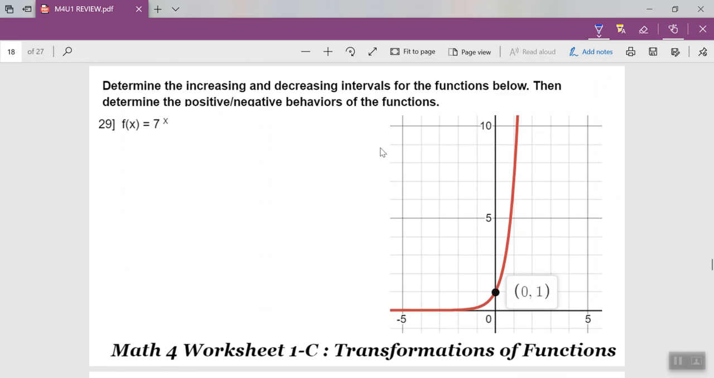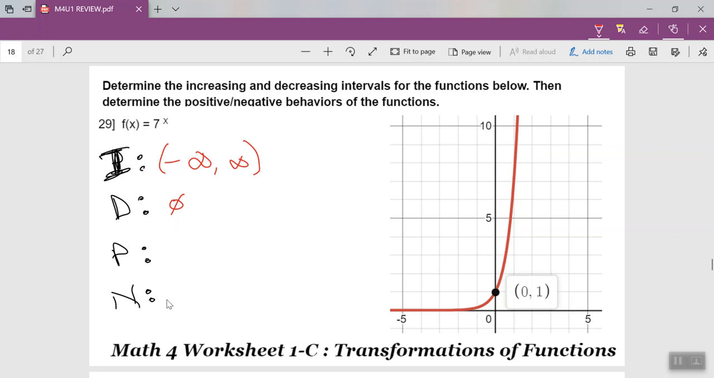All right. Increasing, decreasing, positive, negative. All right, it is forever increasing. So you're going to go all the way on x's. It is never decreasing. It is always positive from this x to that x, and it is never negative.